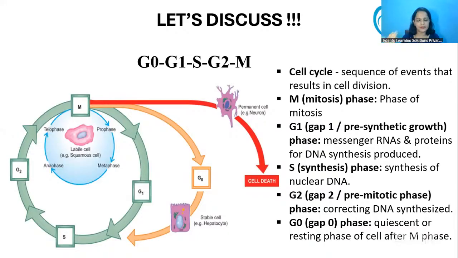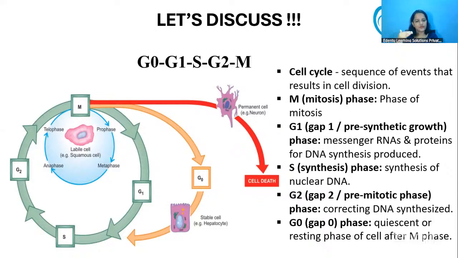The next is the S phase, the synthesis phase, where they start producing the nuclear DNA. This is a very important phase because no error should happen here. If some errors happen at this phase, that will result in imperfections of the DNA, mutations in the DNA, and all those complications can arise. So the synthesis phase is where the cell produces the nuclear DNA.